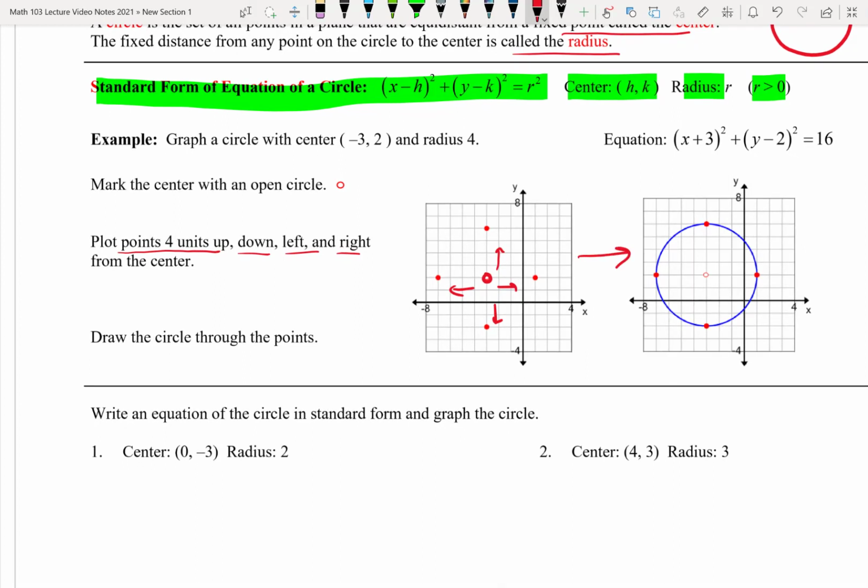So the equation would be (x minus -3) squared plus (y minus 2) squared equals 4 squared, and then simplified, that's (x plus 3) squared plus (y minus 2) squared equals 16.